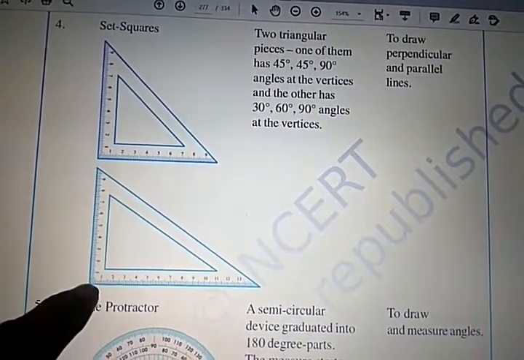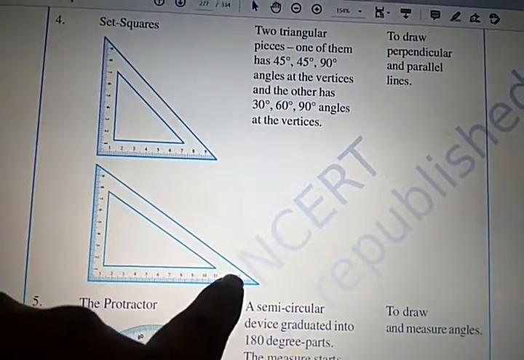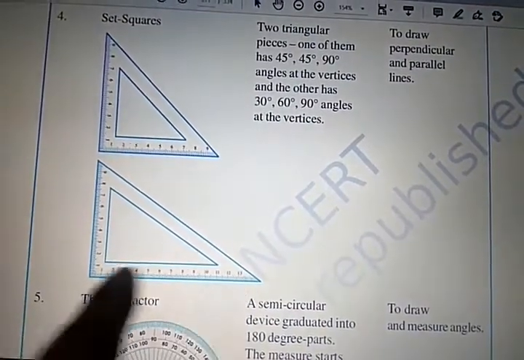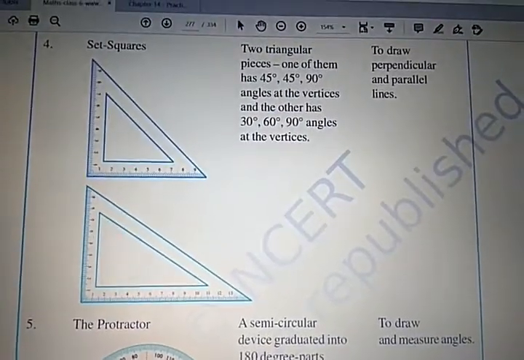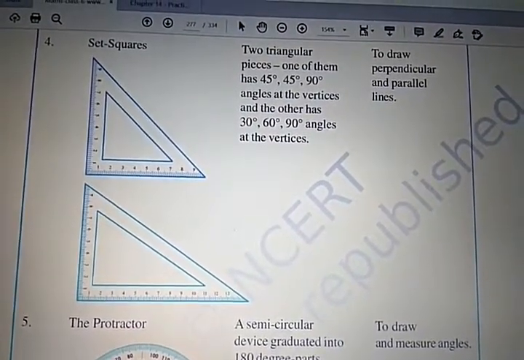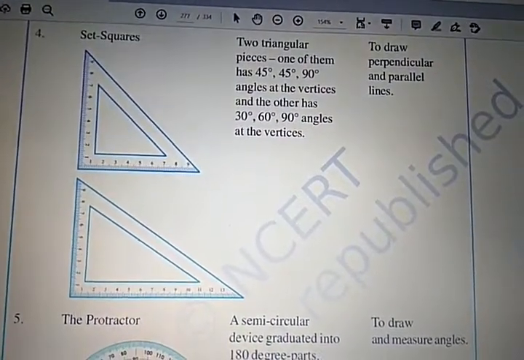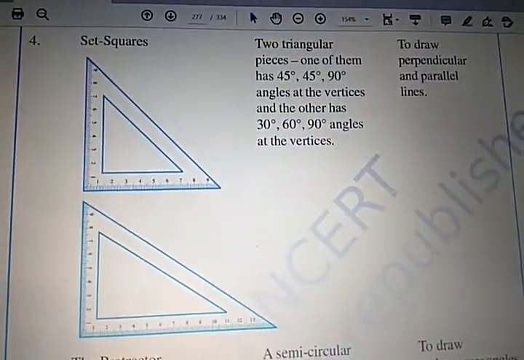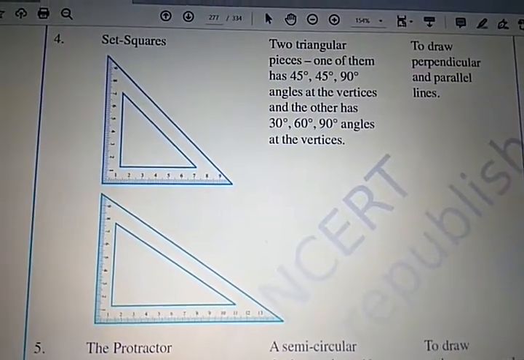Similarly here this is 90 degree, right? This is 60 degree and this is 30 degree. 60 plus 30 is 90, 90 plus 90 is 180. So this is the set square. Whenever we require to draw perpendicular lines, at that time we use this set square. We can also draw parallel lines with the help of the set square.